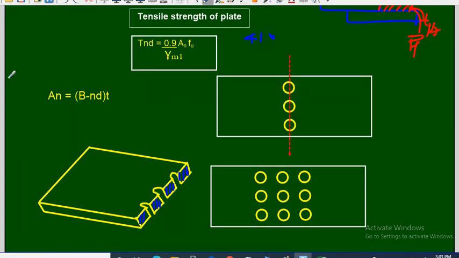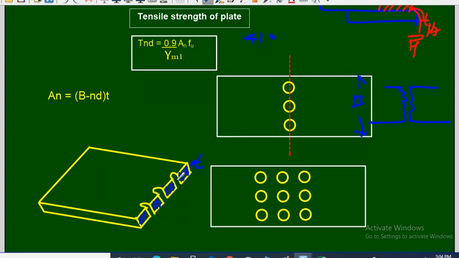So how do you calculate the net area? For example, this is our plate. You have three bolts in between. Let us say in this red line, the plate breaks into two pieces through those three holes. So as you can see, three holes are there. Assume that the width of the plate is b, and thickness is t.